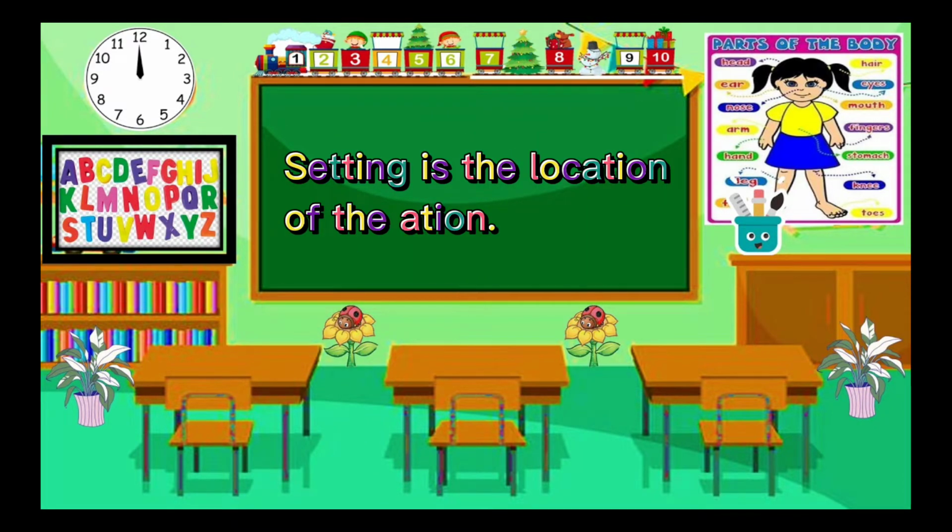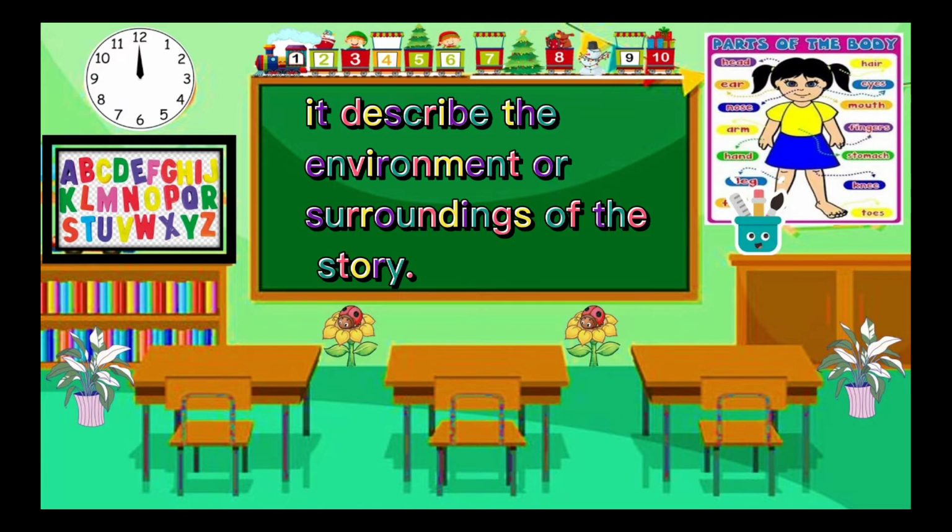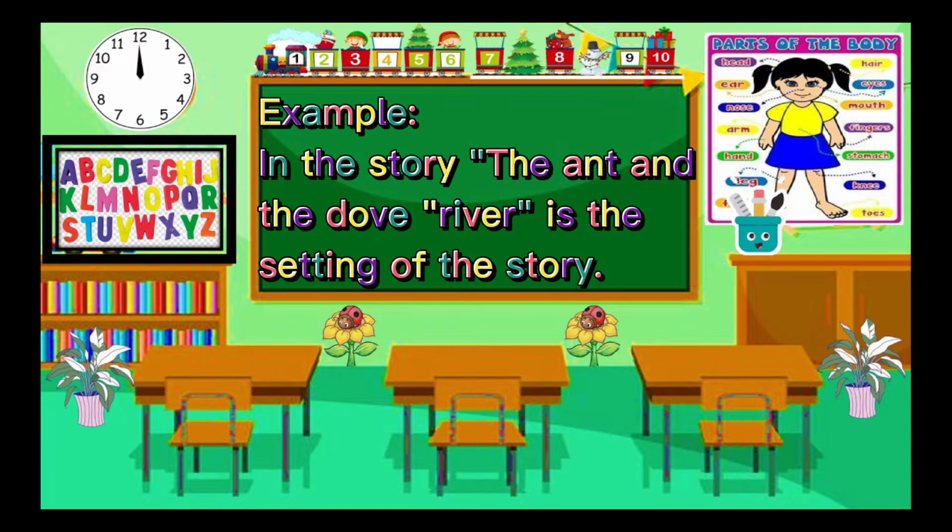Setting is the location of the action. It describes the environment or surroundings of the story. For example, in the story The Ant and the Dove, the river is the setting of the story.